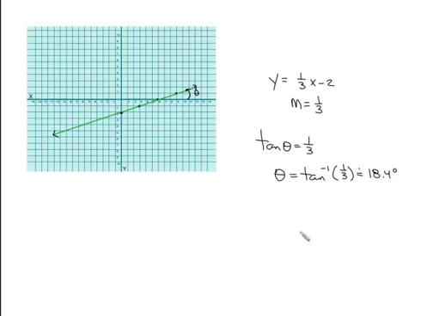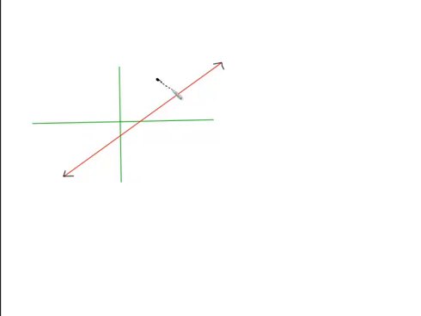The next thing we need to do is talk about the distance from a point to a line. So if I have a line, so our red line, and I have a point that's not on that line, and I want to find the distance, which means the perpendicular distance from the point to the line.